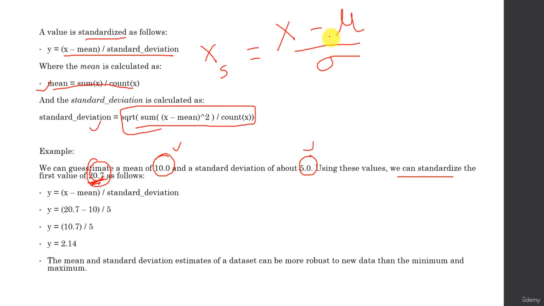So I can use this formula. So in the case of x, I will put 20.7 because this is the number that needs to be standardized. I'll just take that number, subtract the mean, and here we calculated the mean of 10, and divide it by the standard deviation of 5. This is also calculated. Now after you calculate this value, you will get 2.14. So this is the value.